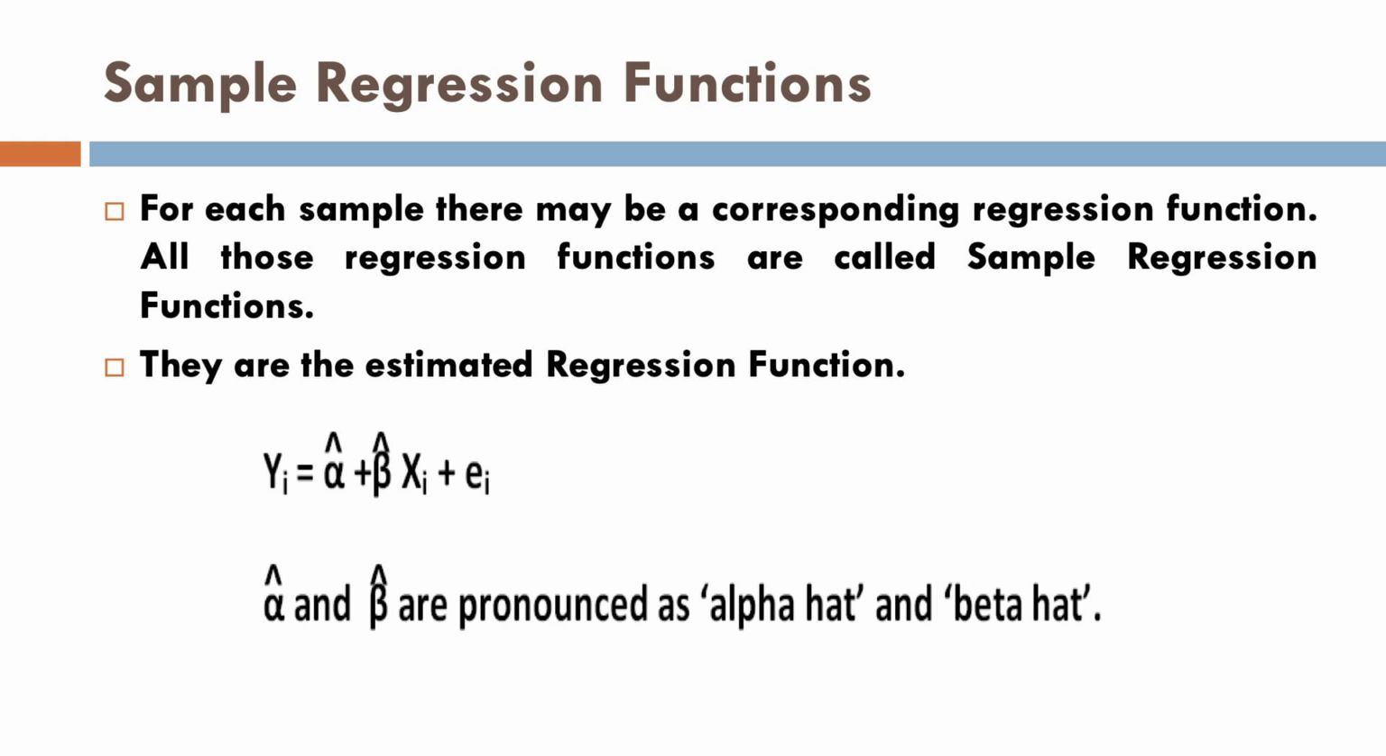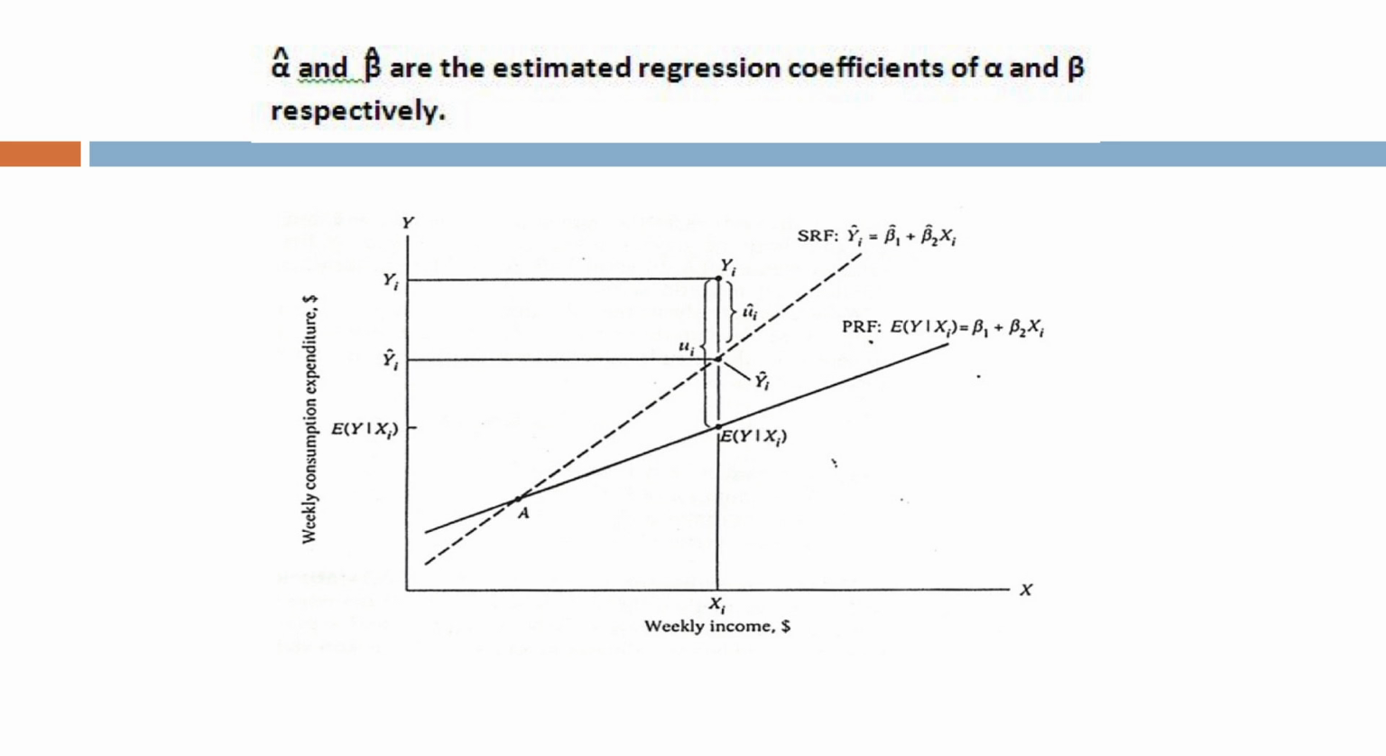The sample regression functions are denoted as y_i is equal to alpha hat plus beta hat x_i plus e_i. Here alpha hat and beta hat are estimated regression coefficients, and e_i is the error term defined for each of the observations in the sample. The diagram below represents the SRF and PRF in one single graph.